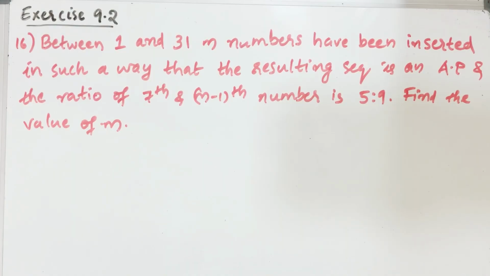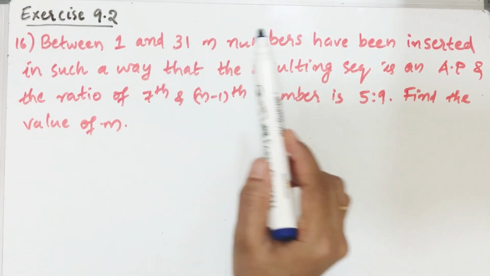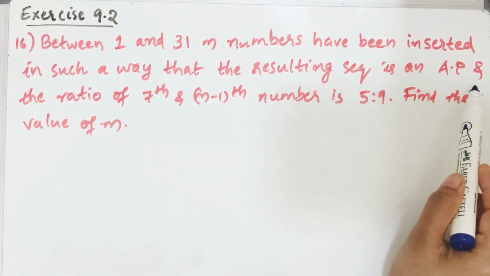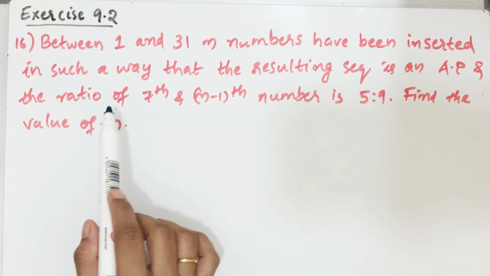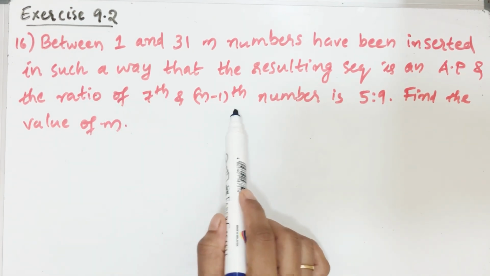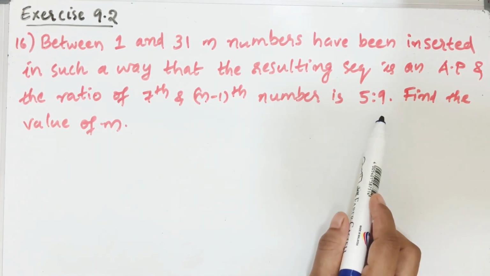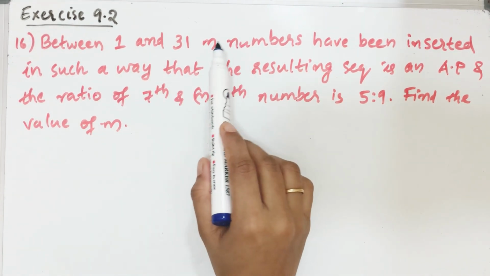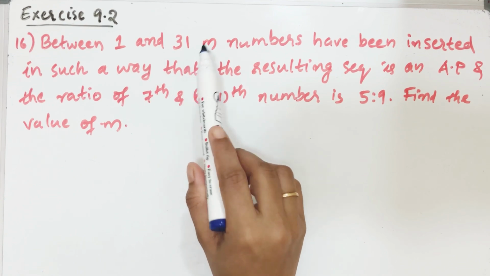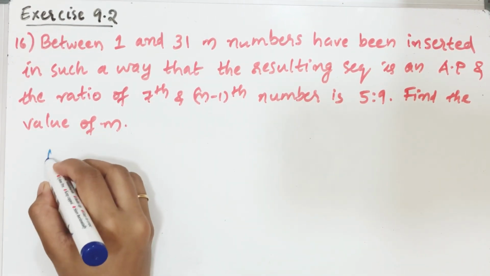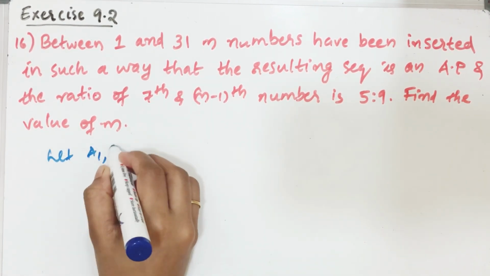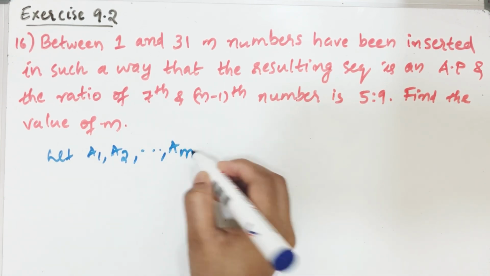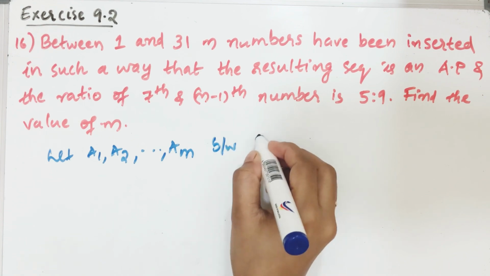Next question. Between 1 and 31, m numbers have been inserted in such a way that the resulting sequence is an AP. And the ratio of 7th and m minus 1th number is 5:9. Find the value of m. Here m numbers are inserted between 1 and 31. We can call it a1, a2, etc. am. Let capital A1, A2, etc. Am be the m numbers between 1 and 31.